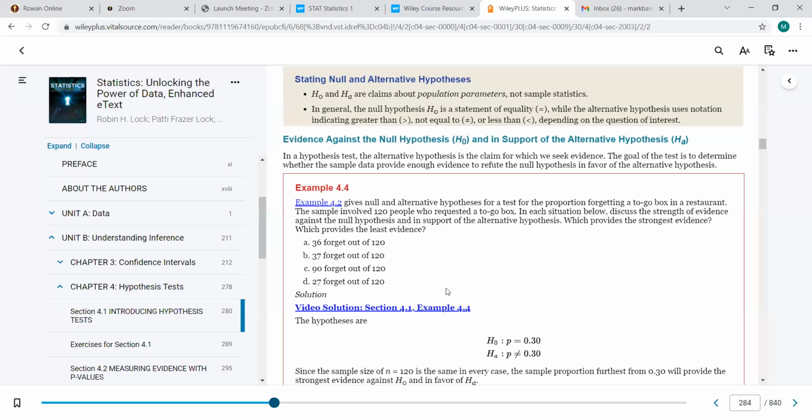It just seems to be highly unlikely that 30% is correct for the whole population of people who go through this restaurant, when we have a sample of 120 and 90 of them are. Now, let's take a look at the other three choices here. Which one provides the least amount of evidence? A, 36 out of 120, B, 37 out of 120, or D, 27 out of 120, which provides the least amount of evidence to reject the null hypothesis of 0.3?